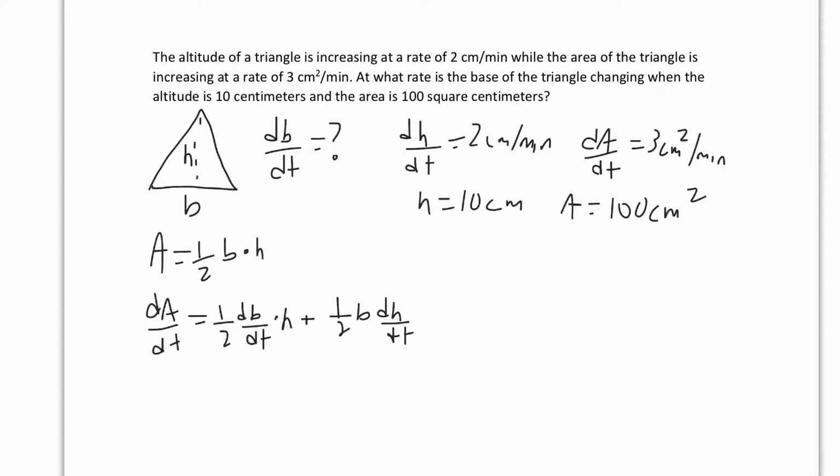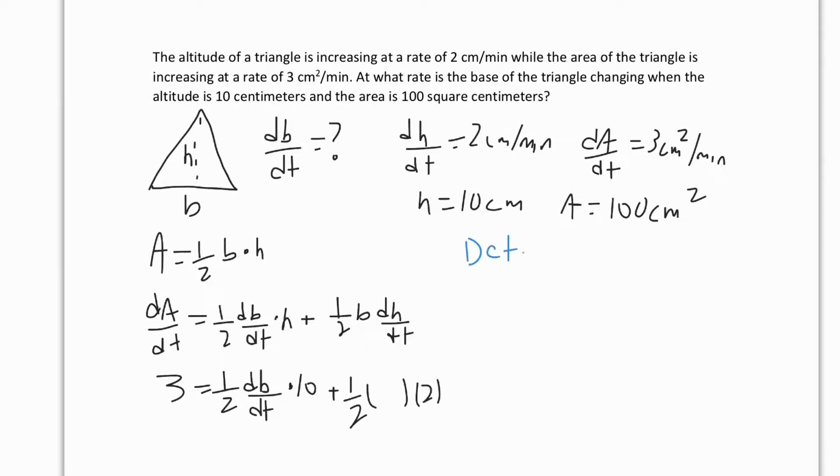So we plug in everything we know, and, well, dA/dt is 3. dB/dt, we don't know that one. H is 10. B is, oh no, we don't know B, we don't know the base. We do know dH/dt, so we have 1/2, but we're missing something over here. And then we know dH/dt is 2. So we've got to do a little work on the side.